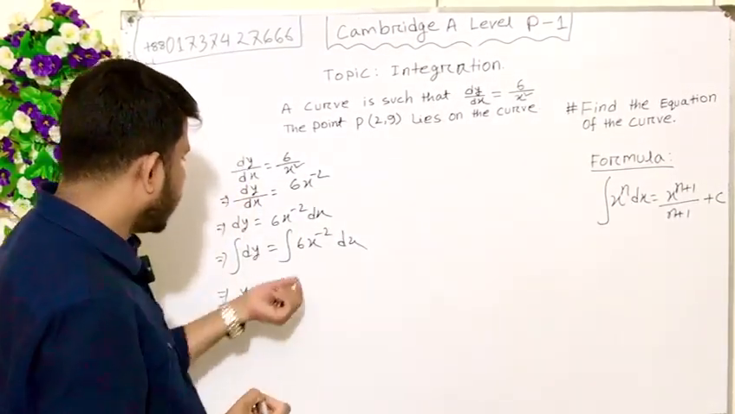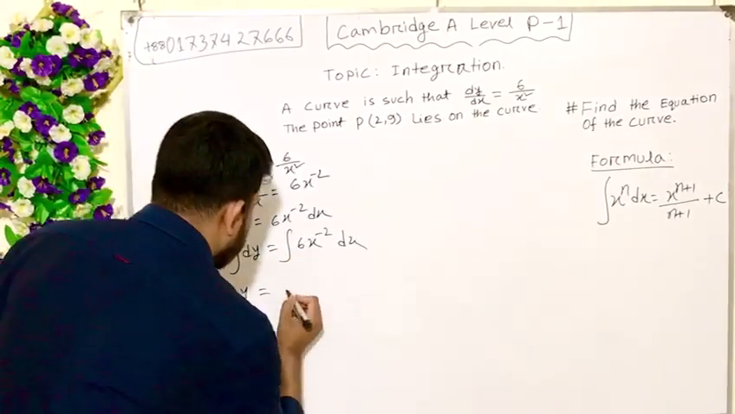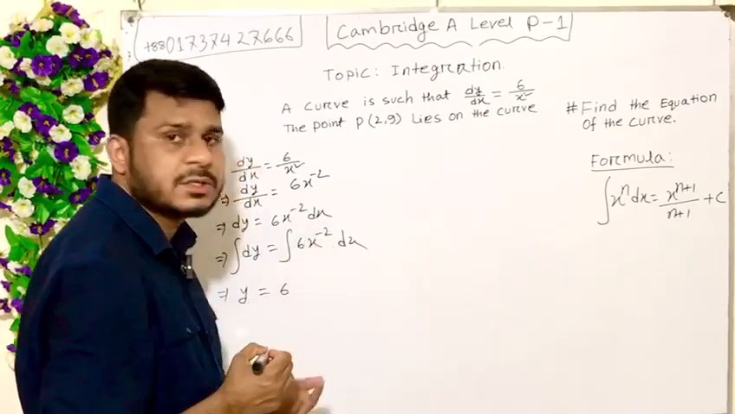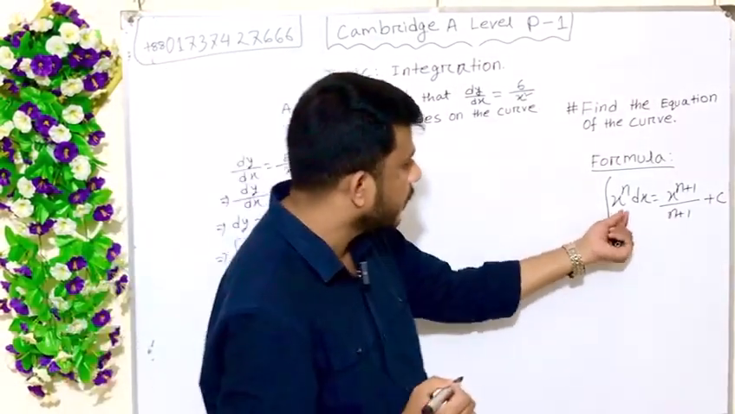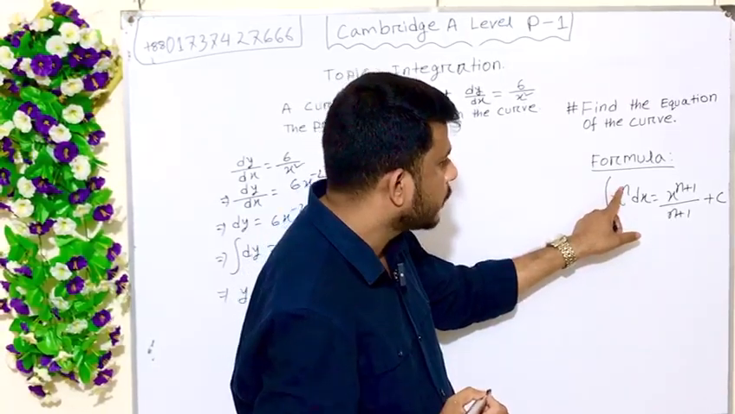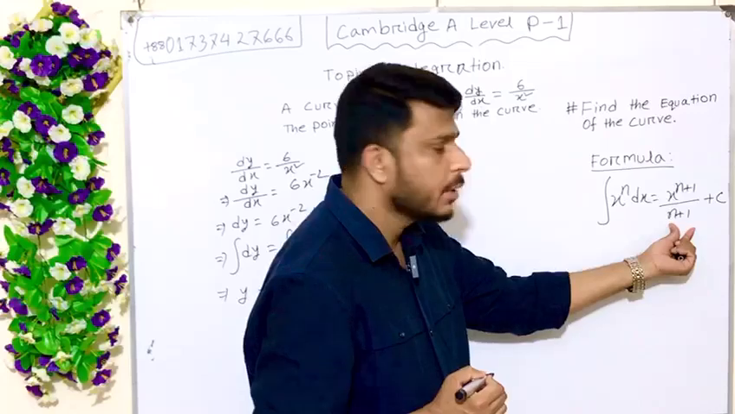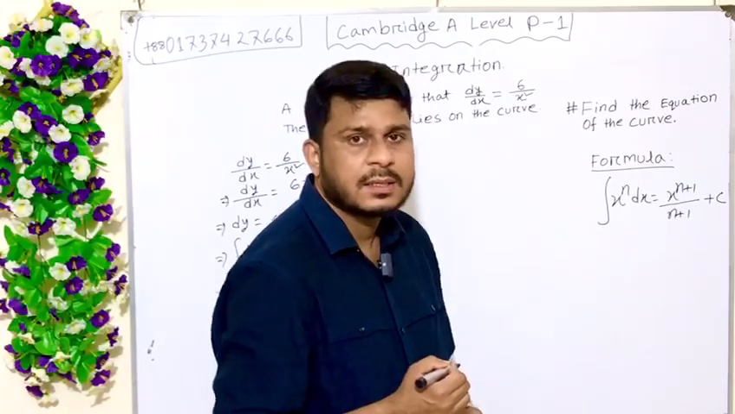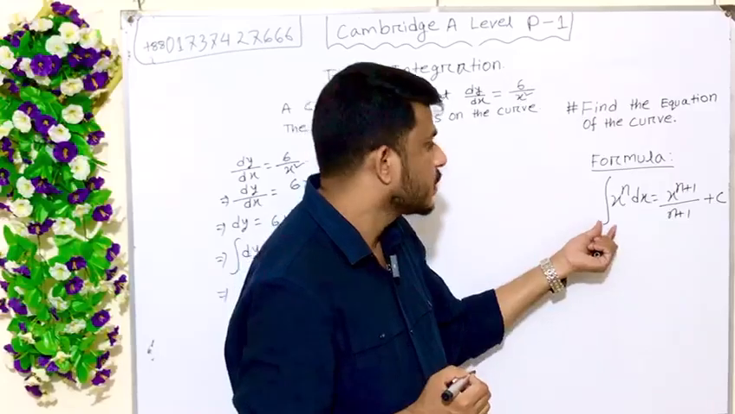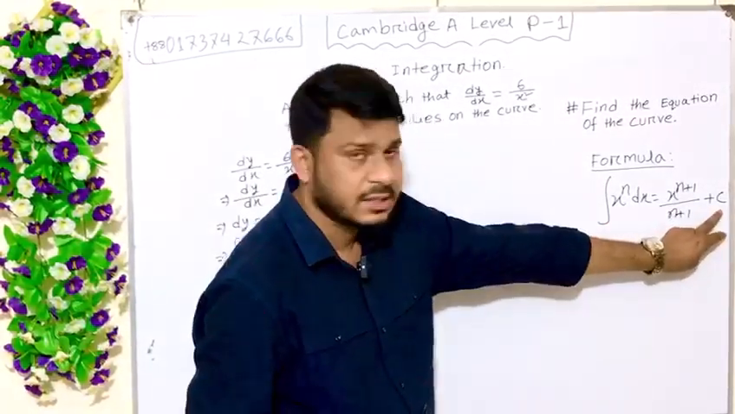Okay, and then this is constant 6, right? So constant 6 is just copy, and we're gonna integrate x to the power of minus 2. So we have a formula here, x to the power n, this power added to 1, and the total thing will be divided. Okay, and plus c. This is an indefinite integral. That means this is not a definite integral. Okay, so that's why we have to take an extra constant c.